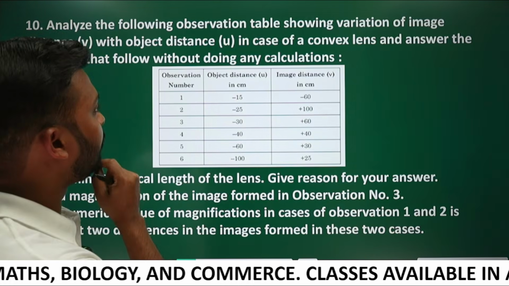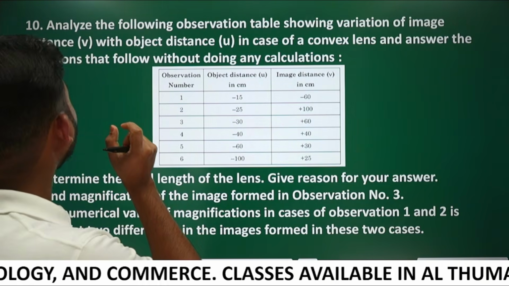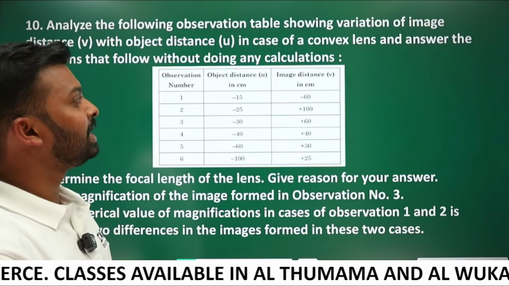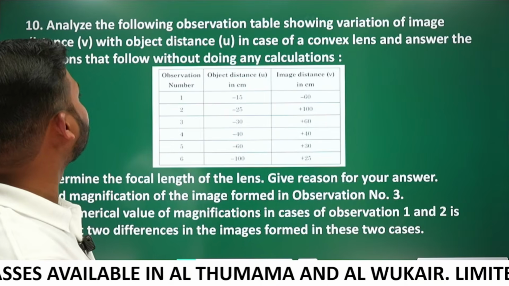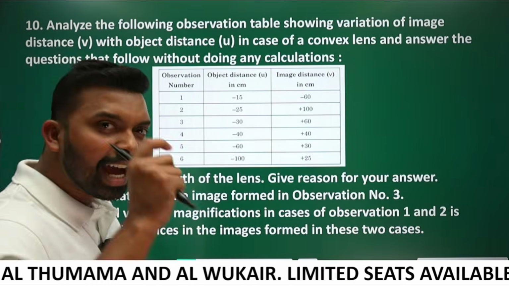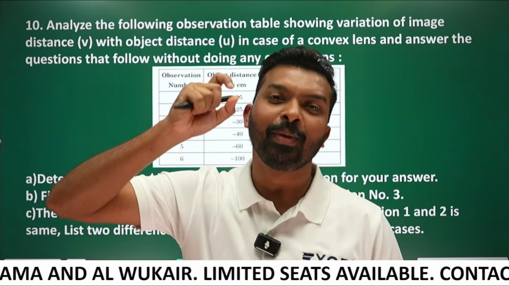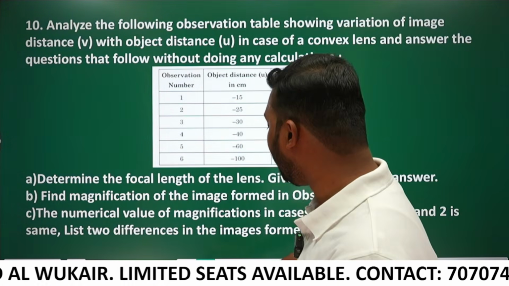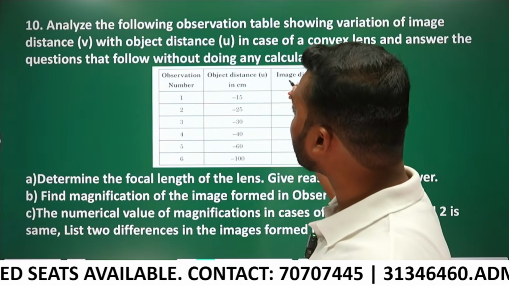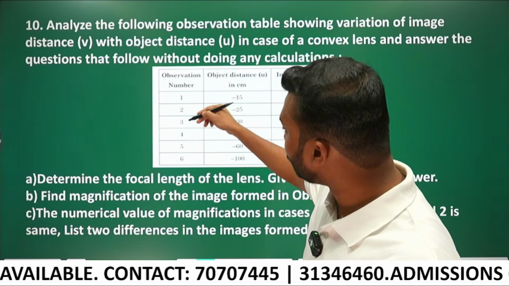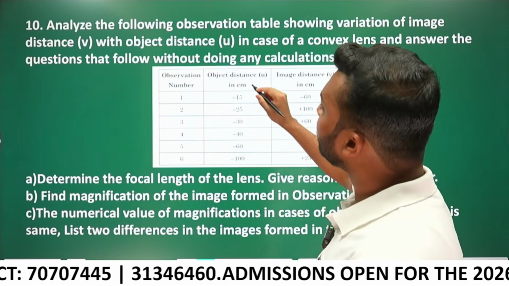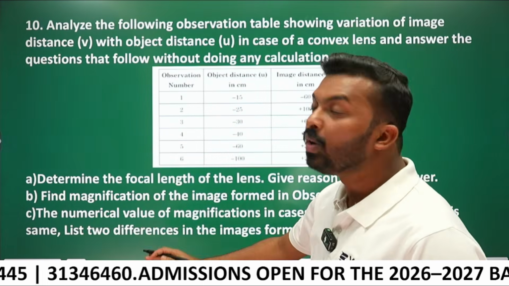Analyze the following observation table showing variation of image distance v with object distance u in case of convex lens, and answer the following without doing any calculations. They have specifically said you have to do this without any calculation. So can we try to find the answers without doing any calculation? You are given six observations, and now you have to check, like we have certain questions below, we have to answer for that.